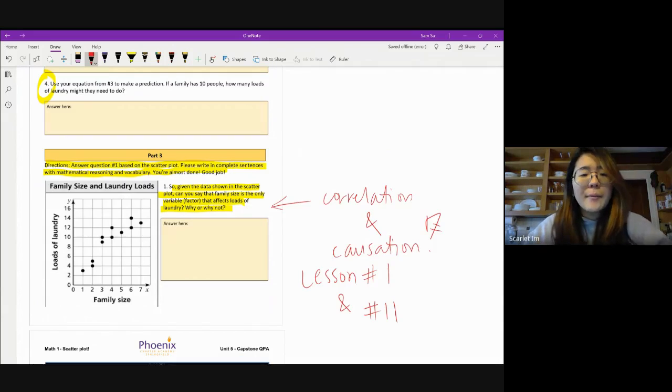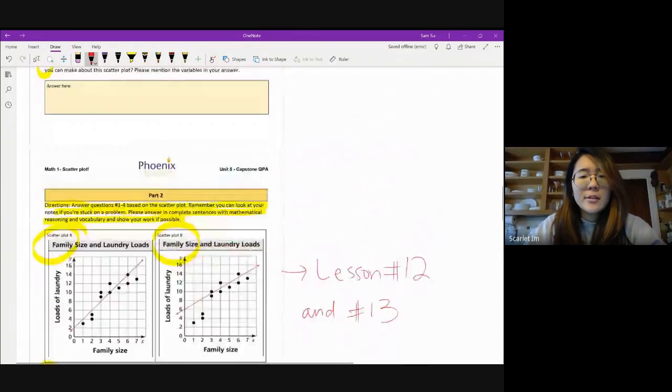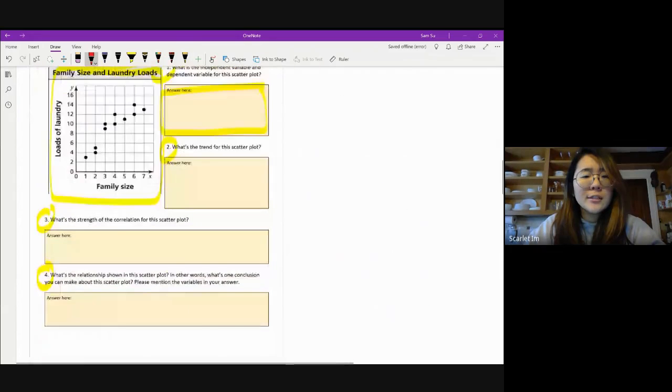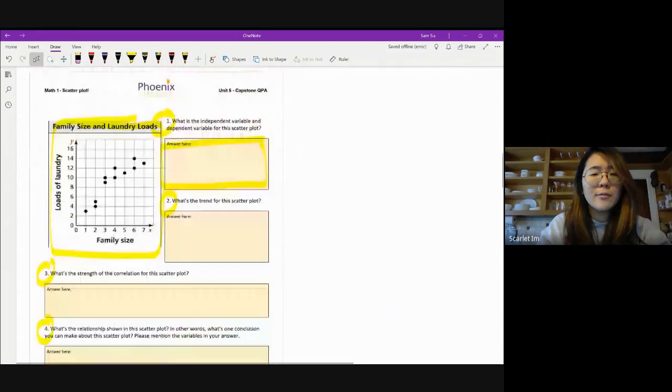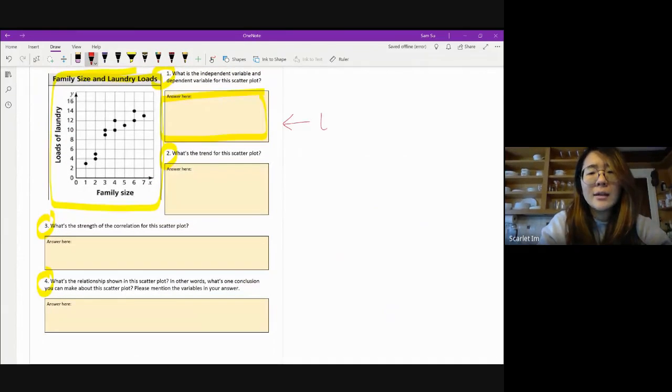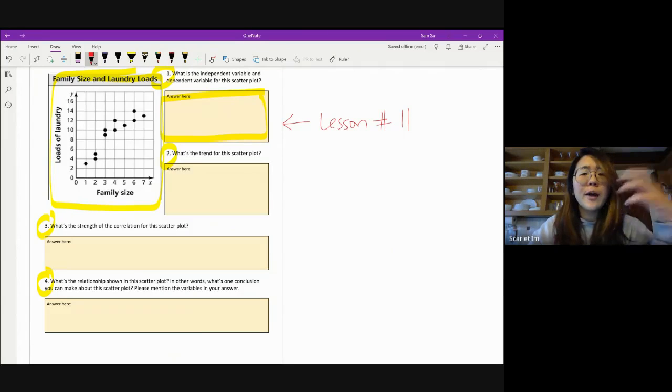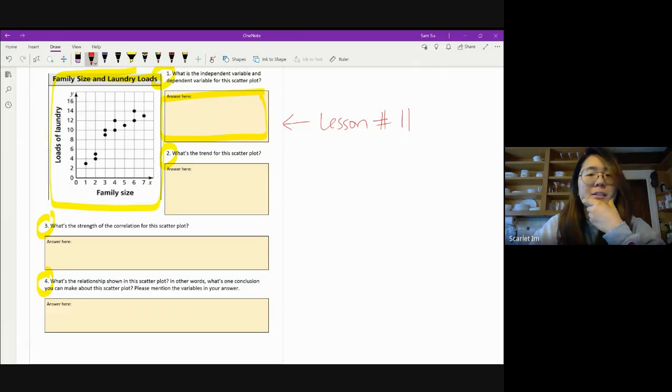Okay. I do want to point out I forgot to do this for part 1, but if you are stuck on part 1, numbers 1 through 4, you want to look at lesson number 11 as well. That goes over how to describe scatter plots using all these features. Thankfully, I broke it down so you guys could target each part and whatnot. Usually I just make it one question, but I broke it down for you guys this time.